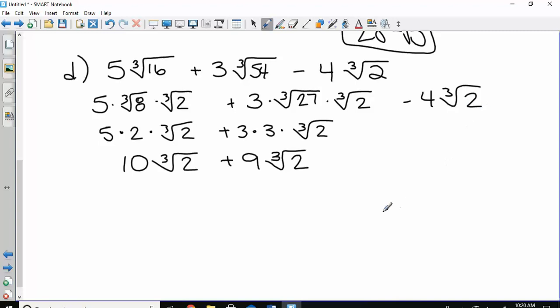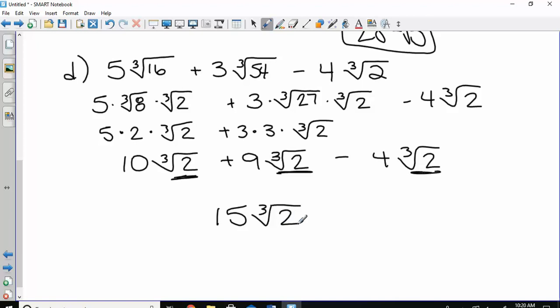Can I break apart 4 cube root of 2? Is there anything to do there? No. So that just stays. At this point, all 3 of them have a cube root of 2. So all you have to do is add these coefficients. So 10 plus 9 minus 4. So we have 15, and the cube root of 2 just stays for your answer.